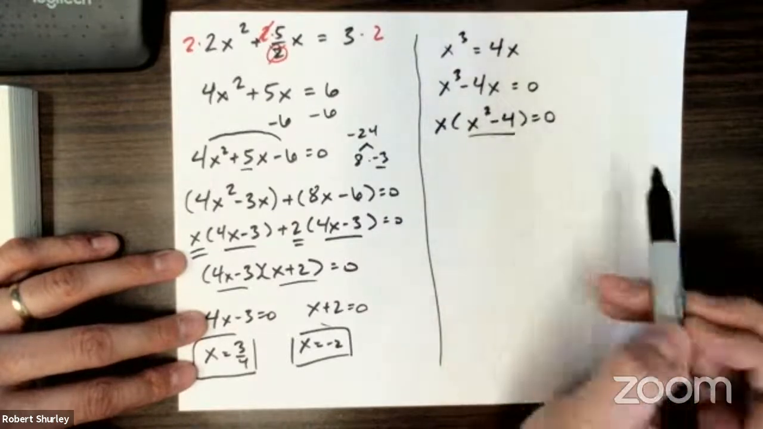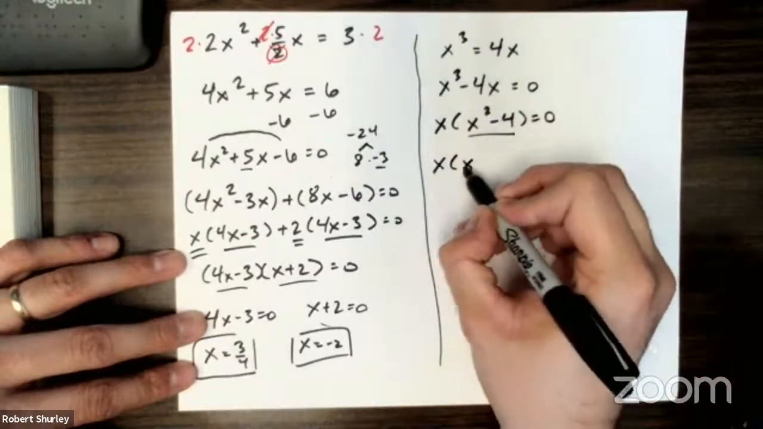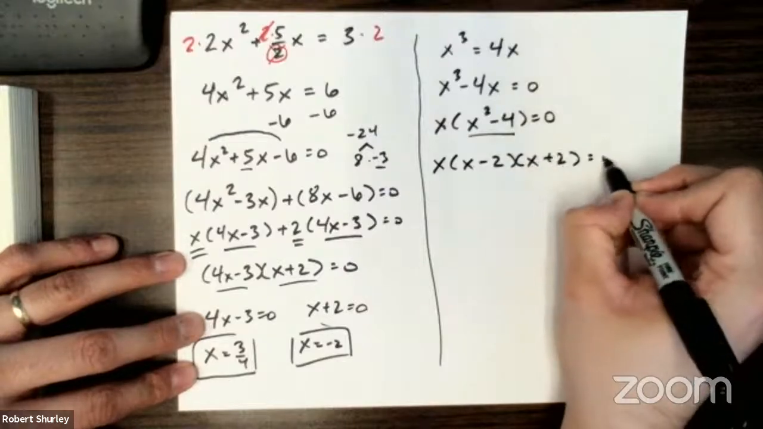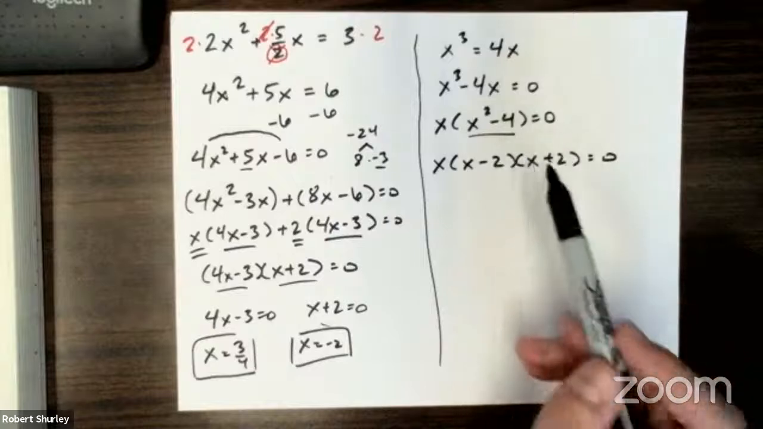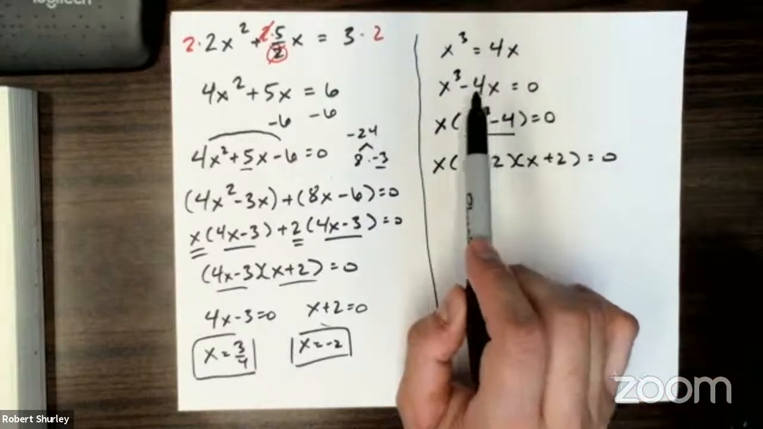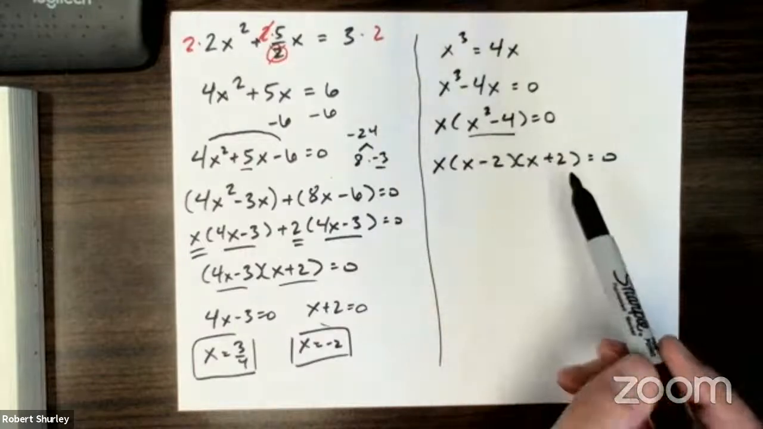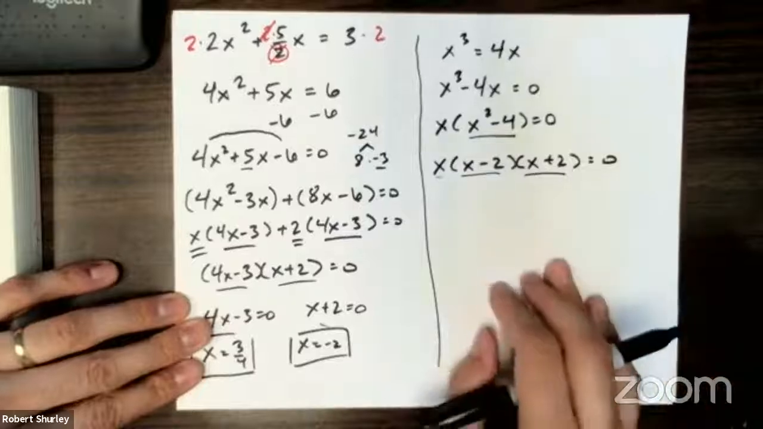Now, look, this continues to factor. This is a difference of squares. So this winds up being x minus 2, x plus 2. And again, if you're like, oh my God, Mr. Shirley, you're going so fast, we need to go back and do the 5.4 homework. That's the first step. And then the 5.6 homework, which is the second step. It'll make a lot more sense if you've done the homework from those sections.